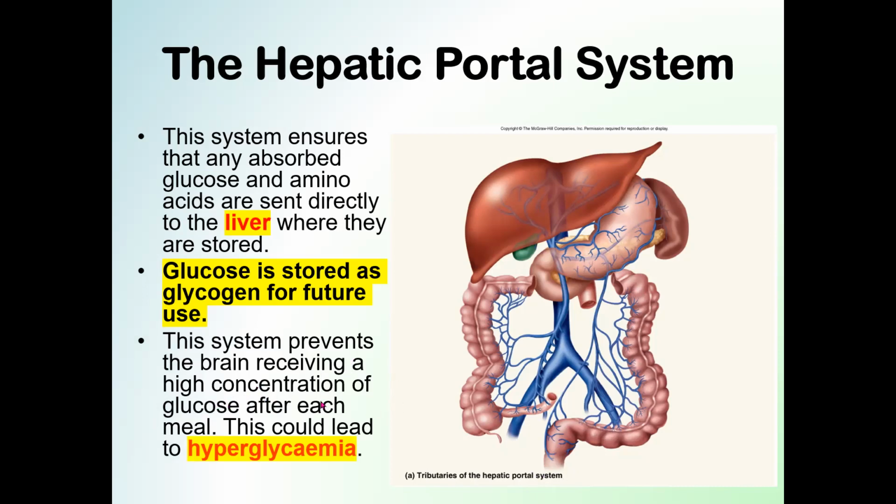So it basically stops the brain receiving a high concentration of glucose. If there's too much glucose in the system, it's called hyperglycemia. Glyce is the sugar, the emia is the blood. Okay? Too much blood sugar, no good.